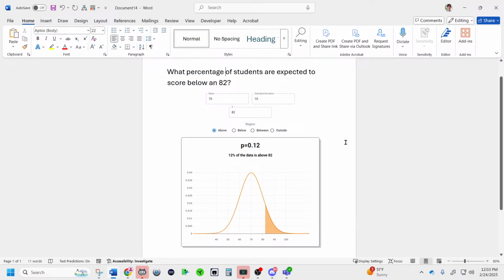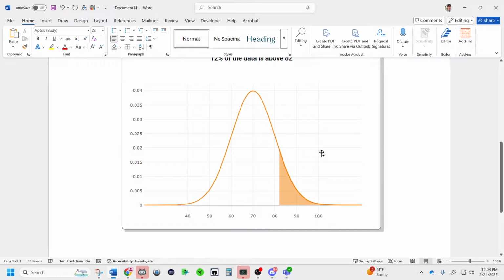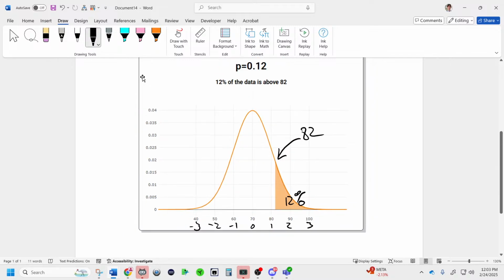So what percentage of students expect to score below an 82? Now, this one is so easy. You don't have to do a lot of work on it. But what I would do immediately is start putting your z-scores. If I didn't know this question was so easy, I would have put z-scores below it. And then I would have went here and I would have said, this is where an 82 is at. And this is 12% of the area. And that's what the curve is showing us, that 12% of the area is above 82.